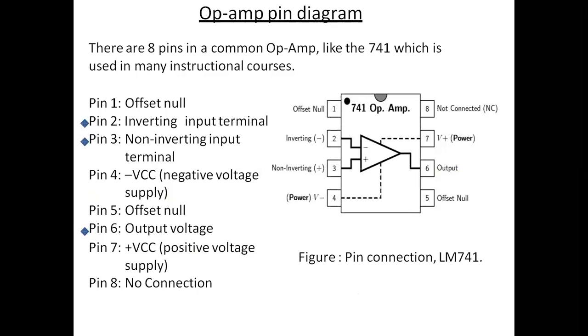At pin number 4, we can give the negative supply. At pin number 7, we can give the positive supply. And at pin 8, there will be no connection. So we can say that the pin is not connected to any terminal.